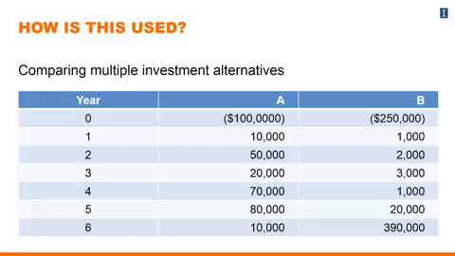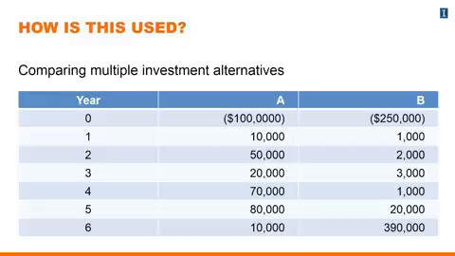Project A has a series of cash inflows or perhaps savings along the way. In year 1, 2, 3, 4, 5, and 6, there are positive cash flows or cash savings ranging from $10,000 up to $80,000. And as you can see across the year span, the amounts differ by year.